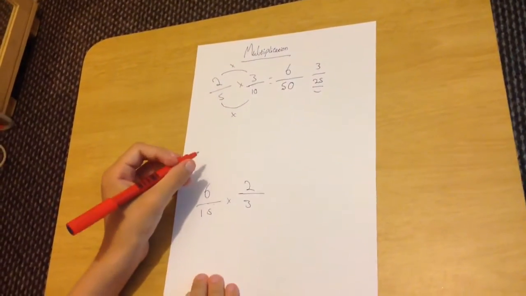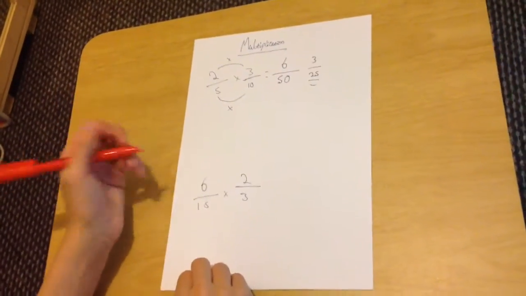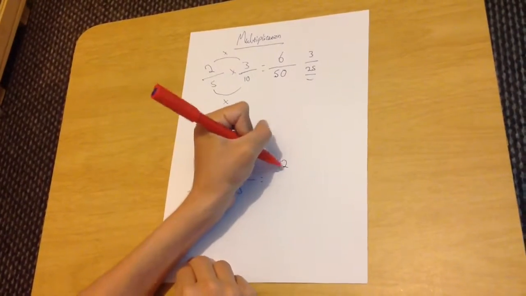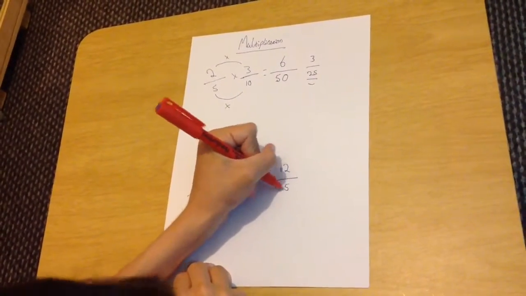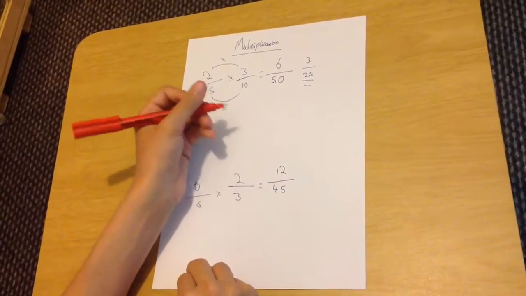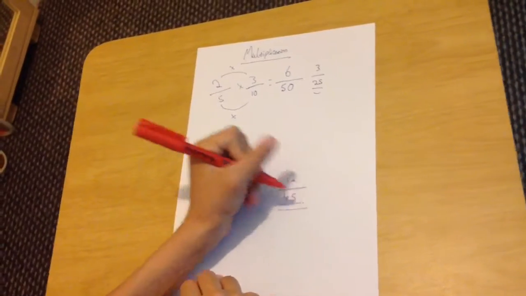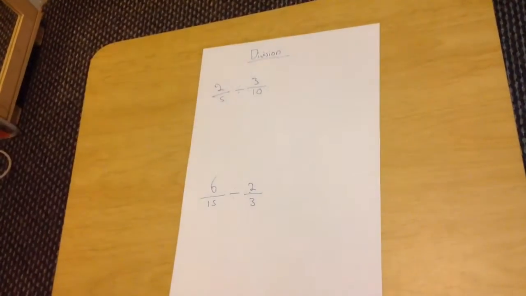Okay, the next one, a bit more complicated, because it's got more complicated sums, but same concept. 6 times 2 is 12, so 12 is your numerator. 15 times 3 is 45, so that will be your denominator. You can simplify that down. I won't bother writing down the simplifications and work them out yourself, but that is how you do multiplication.